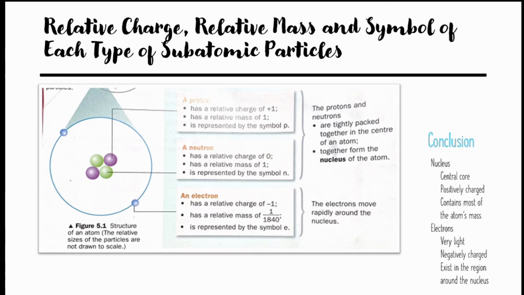So we can conclude, nucleus is the central core, positively charged, and contains most of the atom's mass. Electrons are very light, negatively charged, and exist in the region around the nucleus.